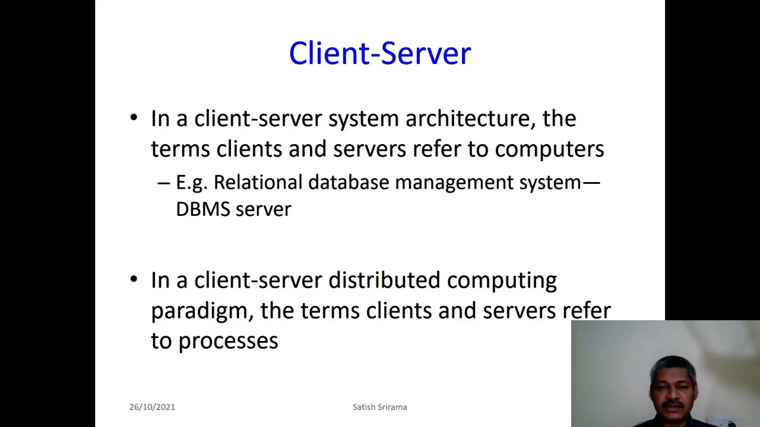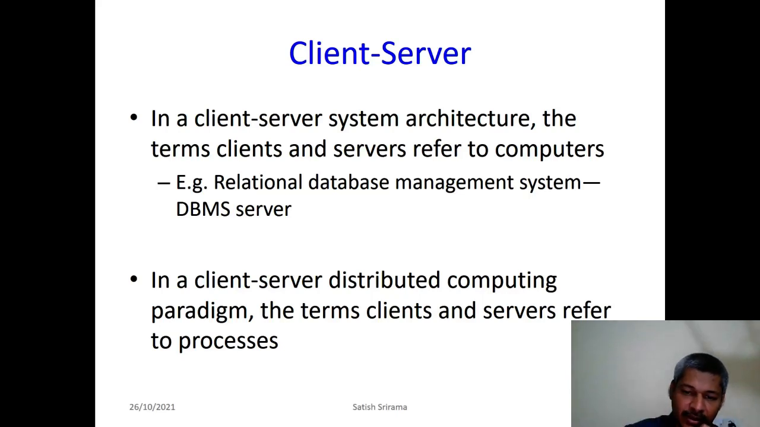In a 3-tier architecture, for example, there is a client, there is an application server, and then there is a database. The RDBMS is also a server there. So we have this sort of 3-level architecture. If you are talking in terms of client-server in system architecture, then you are talking about computers there.